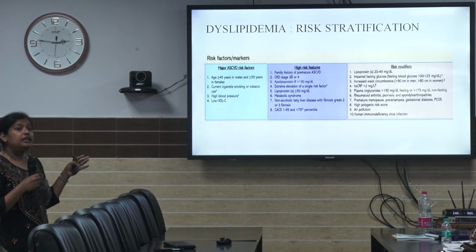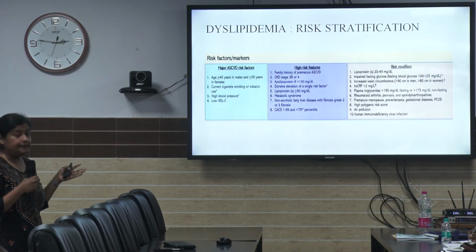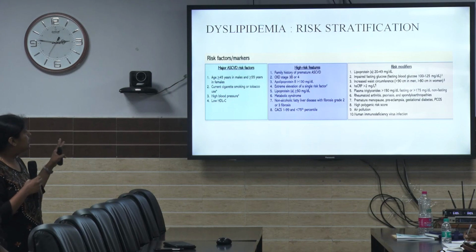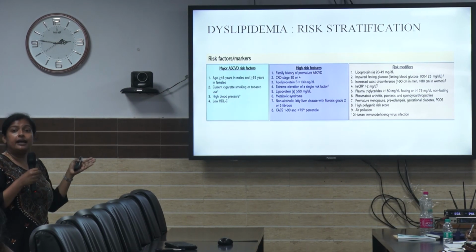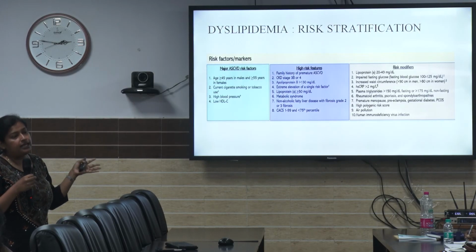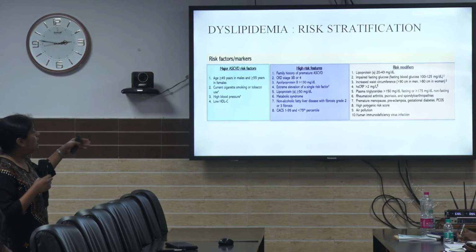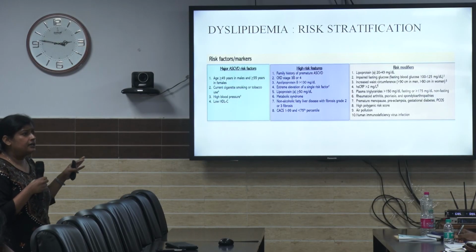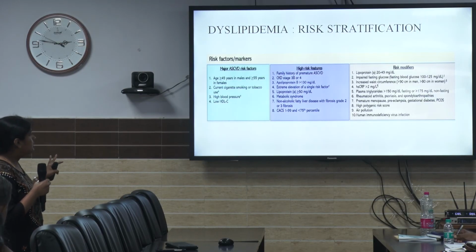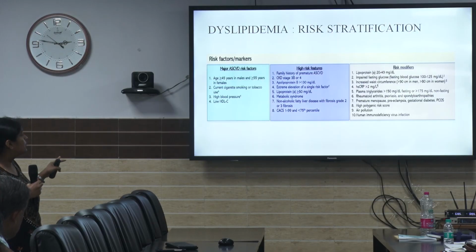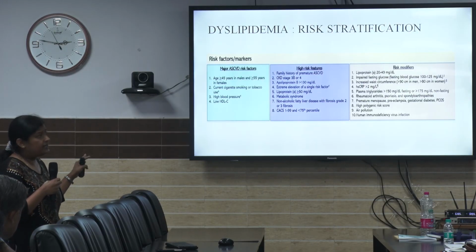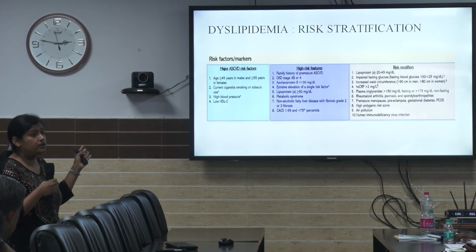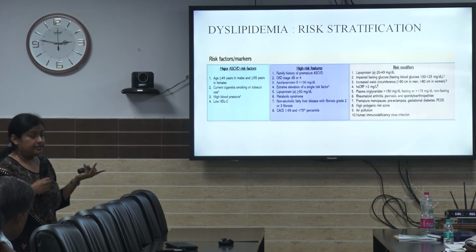Then an apoprotein B more than 130. Then extreme elevation of any single risk factor which is mentioned. Beyond, if it is high, it is not important; if it is very high, that also becomes a high risk feature. Then metabolic syndrome, non-alcoholic liver disease, I'll talk about this. And then a coronary artery calcium score of 1 to 99; that itself is a risk. As the score increases, risk keeps increasing.